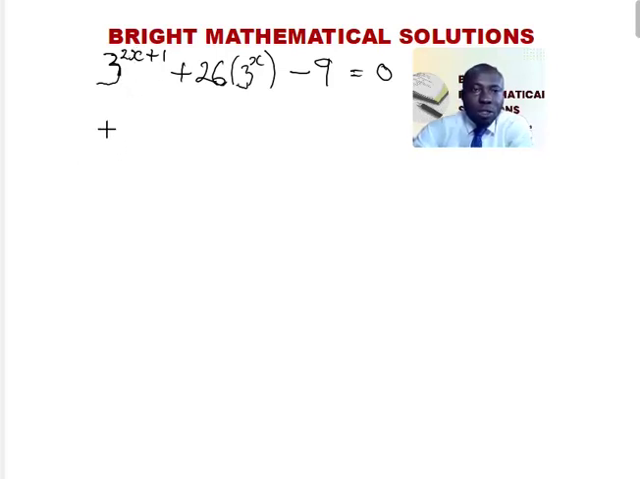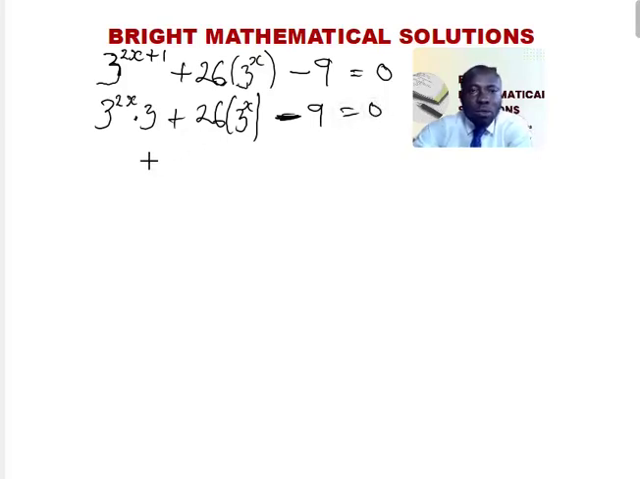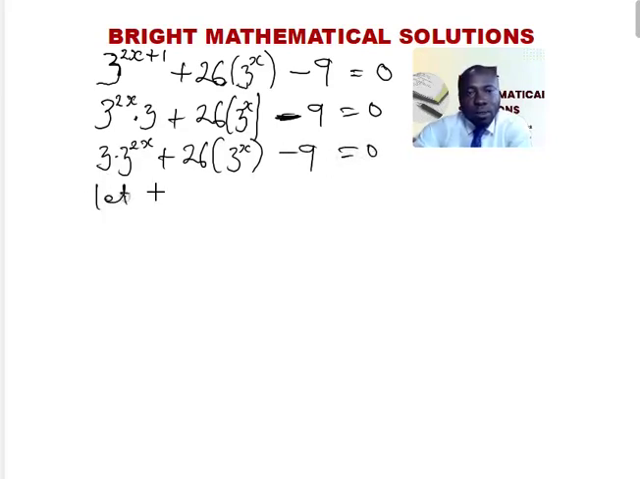Let us rewrite this expression. It will now become 3 raised to power 2x, dot 3, because it means 3 raised to power 1, plus 26 into 3 raised to power x minus 9 equals 0. So this becomes 3 raised to power 2x plus 26 into 3 raised to power x minus 9 equals 0. So let 3 raised to power x equal p.